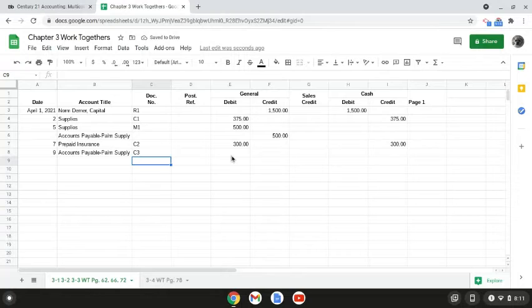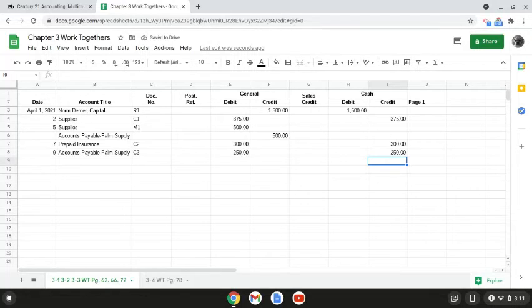Now we have to figure out what account gets debited and what account gets credited. The transaction read that we paid cash on account to Palm Supply, and the amount was $250. Again, anytime that we pay cash for something, that means that our cash account is going down or being decreased. So for this transaction, we are going to debit accounts payable, Palm Supply, for $250. And then we're going to credit cash for the same amount.